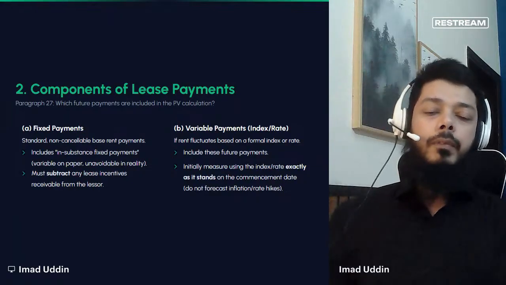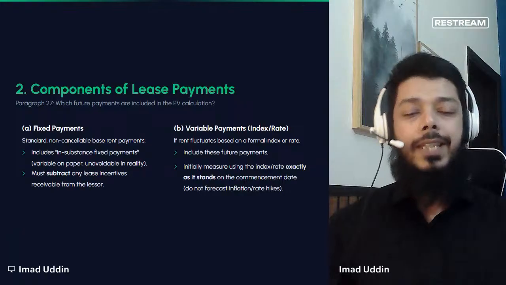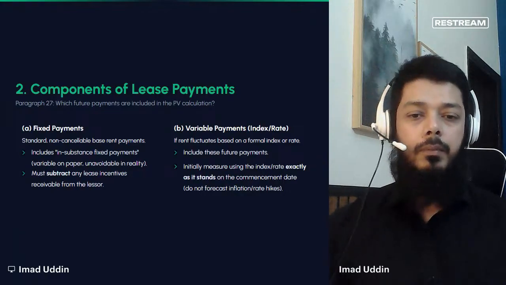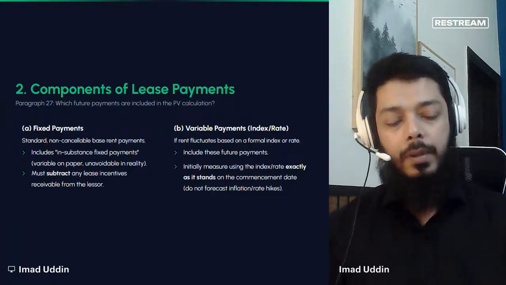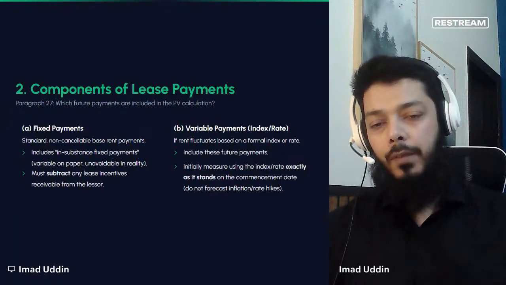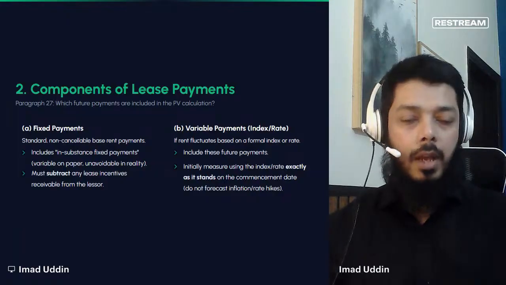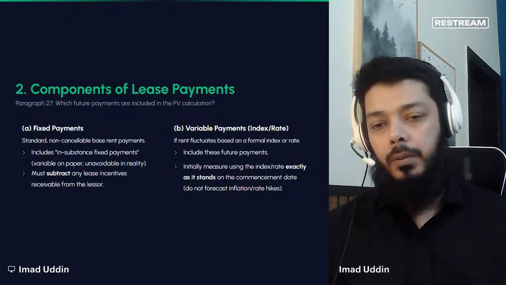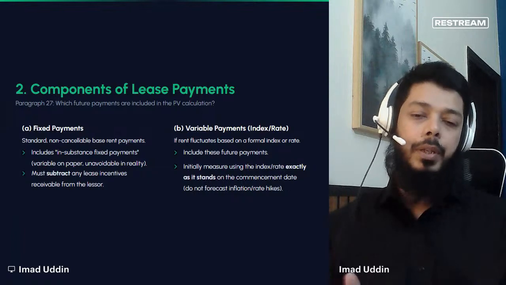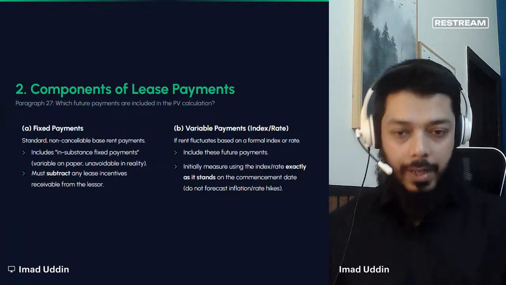Okay, now it's a very interesting discussion of what these lease payments are. We all know this includes contractual fixed payments. For example, if you're renting a property, you may have to pay $1,000 every month, $15,000 every month, or every quarter, every year. So these are fixed payments which are predetermined as per the contract.